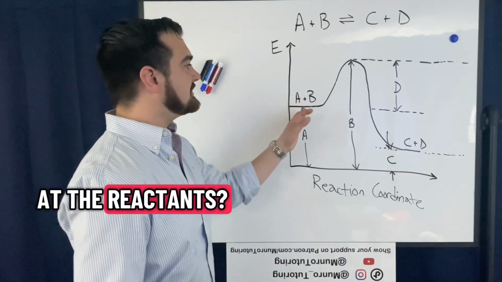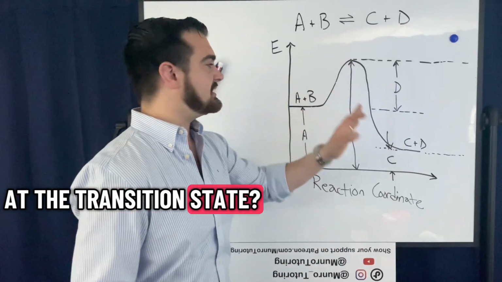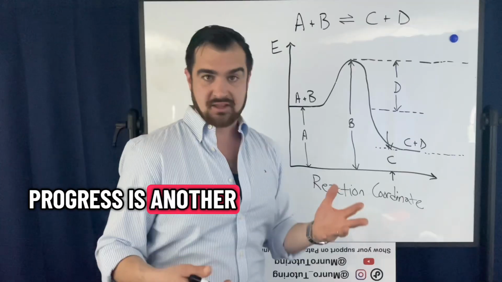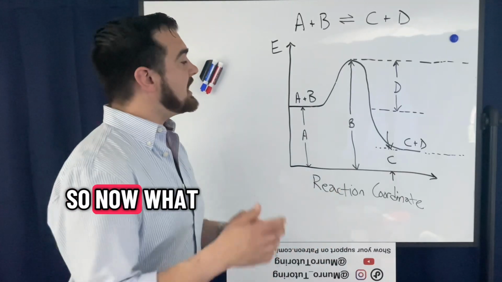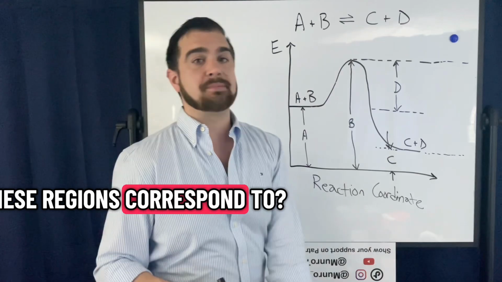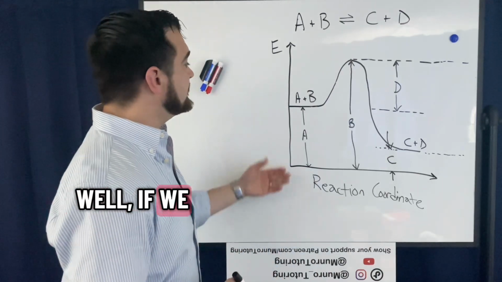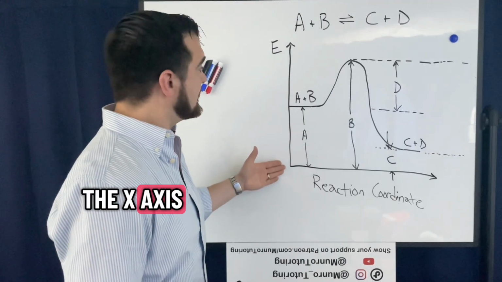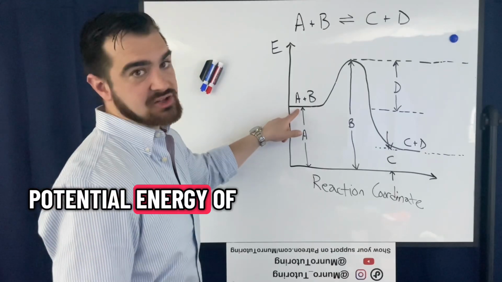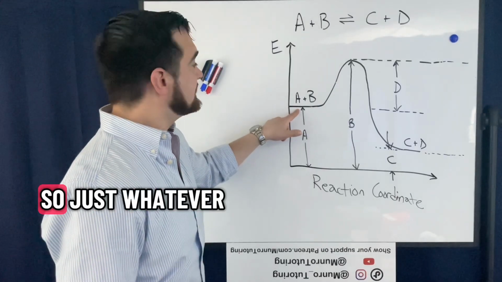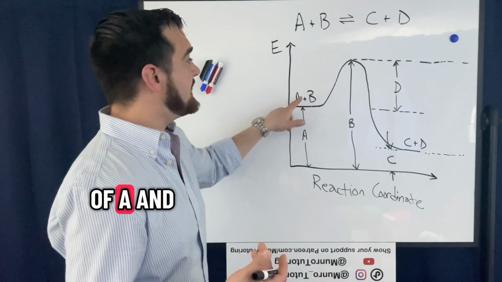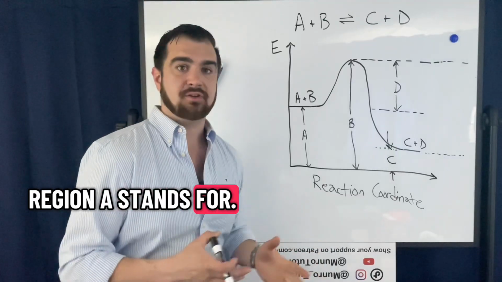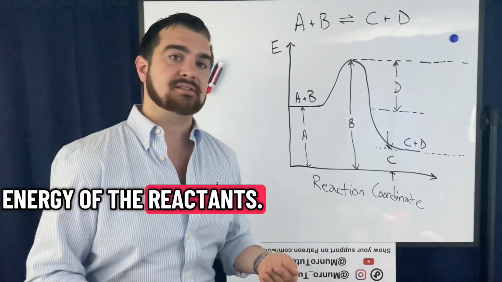Are we looking at the reactants? Are we looking at the transition state? Are we looking at the products? And so it's just basically reaction progress is another way to think of it. So now, what do each of these regions correspond to? Well, if we just look at region A here, it's going from the x-axis up to the potential energy of the reactants. So just whatever the potential energy of A and B are combined, that is what region A stands for. It's the potential energy of the reactants.